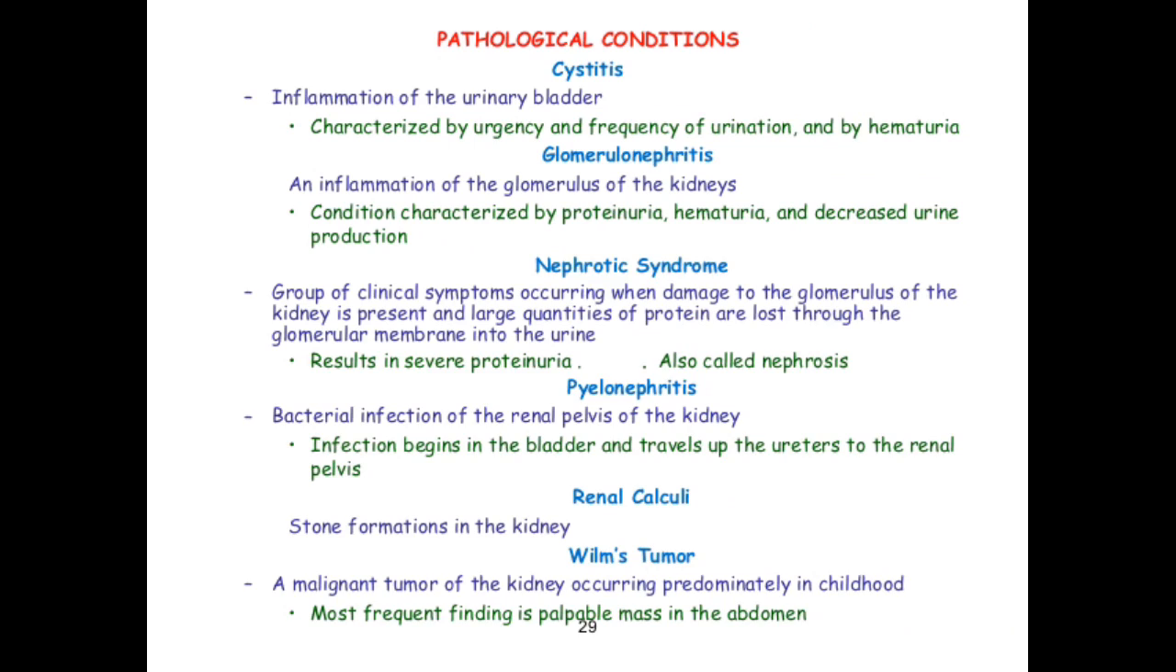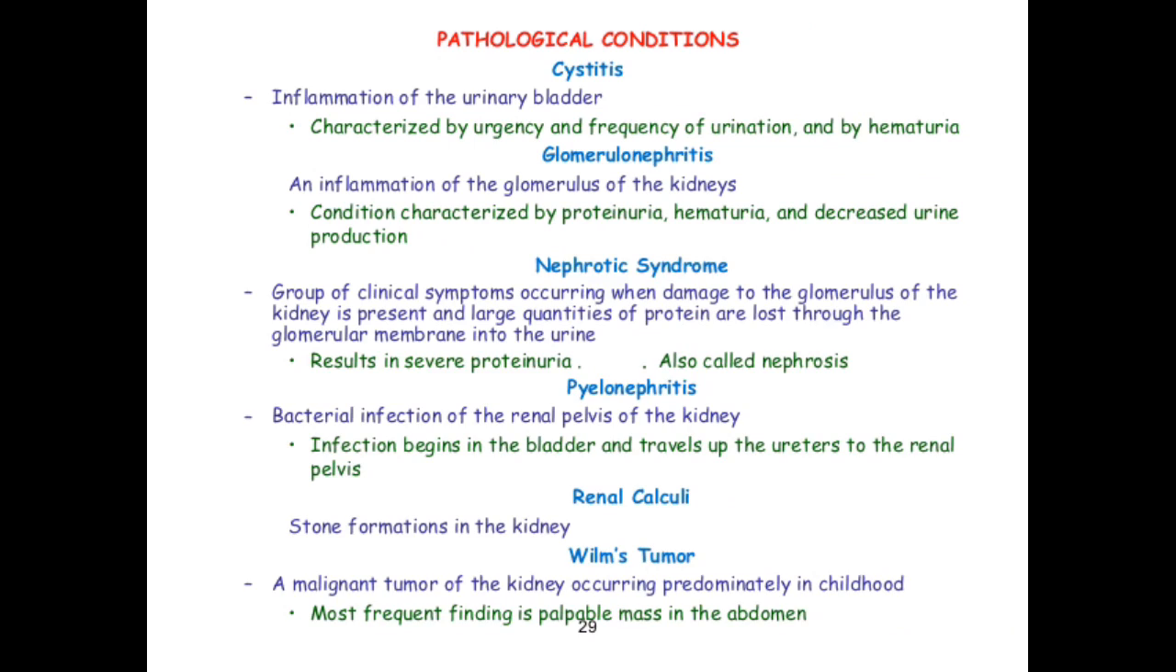Pathological conditions. Cystitis: inflammation of the urine bladder, characterized by urgency and frequency of urination and by hematuria. Glomerulonephritis, an inflammation of the glomerulus of the kidney, a condition characterized by proteinuria, hematuria and decreased urine production.